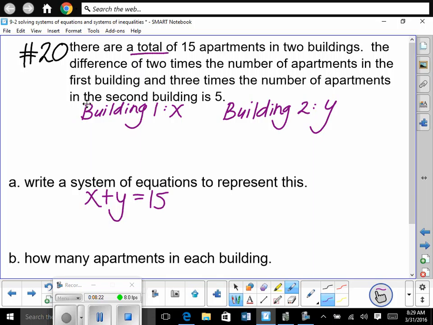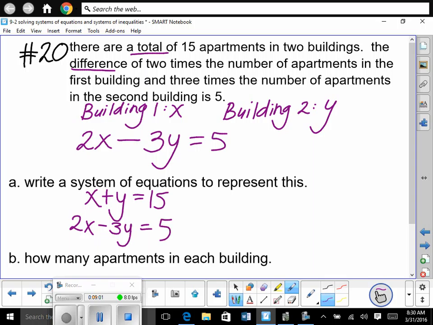Does everybody understand that? Okay, so then the second part says the difference means subtraction. So the difference of 2 times the number of apartments in the first building. So 2 times x, right? And then it says the difference, so subtraction, the number of apartments in the first building, and then 3 times the number of apartments in the second building. So 3y. That will equal 5. So that's our second system. So we have 2x minus 3y is equal to 5.